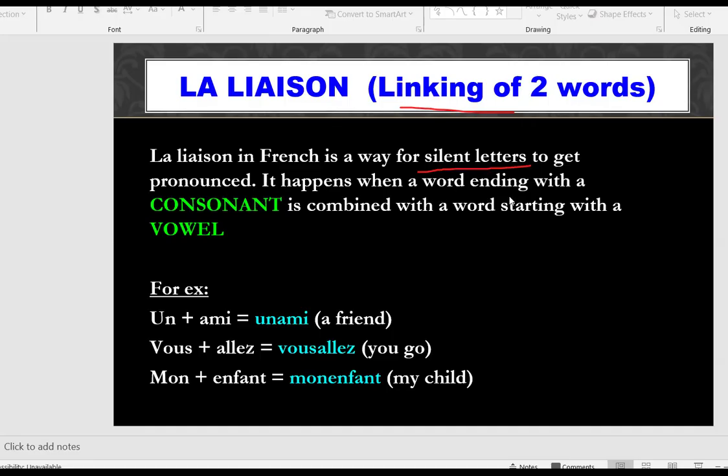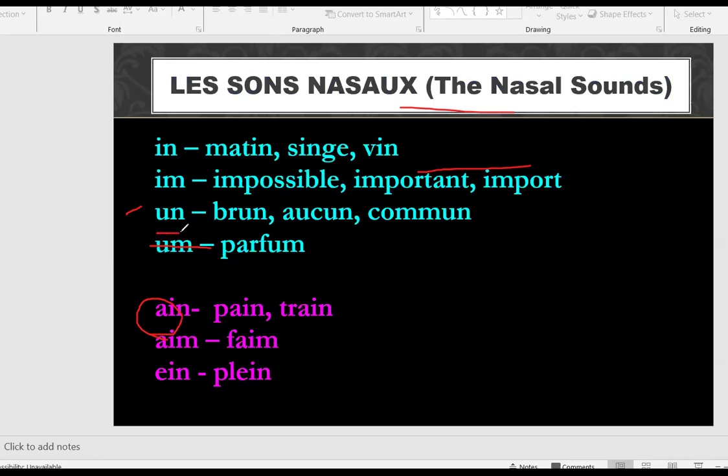It happens when a word ending with a consonant is combined with a word starting with a vowel. Now, when I just said you कि जो लास्ट में कॉन्सोनेंट्स होते हैं वर्ड के, वो साइलेंट होते हैं. Okay, they are silent. But so for example, if I read this word, how would you read this word? UN, independently. इसका साउंड पर आया था ना अभी यहाँ पे. Right?